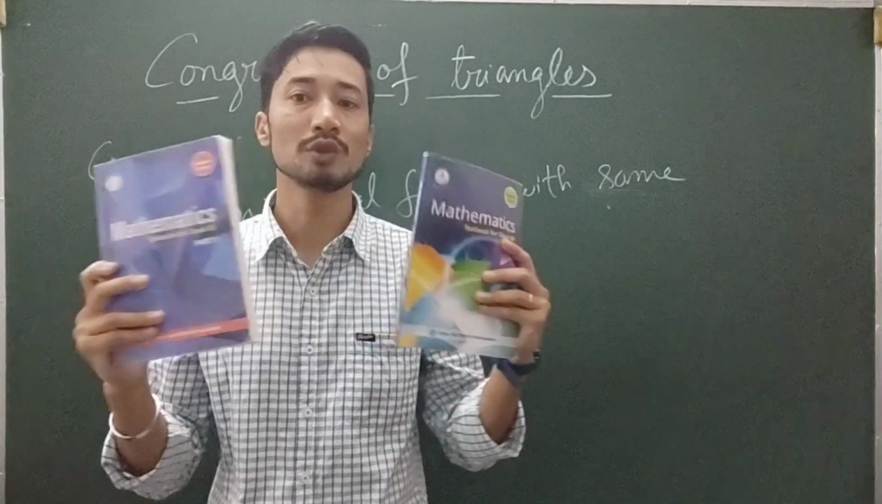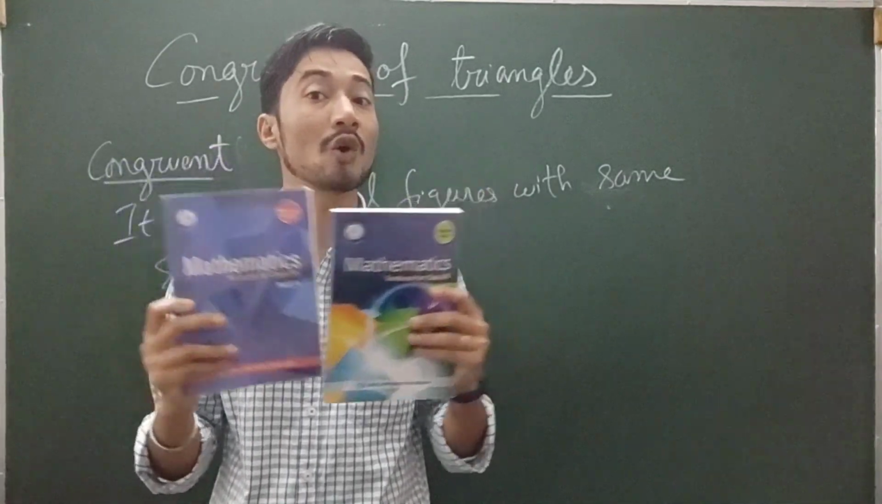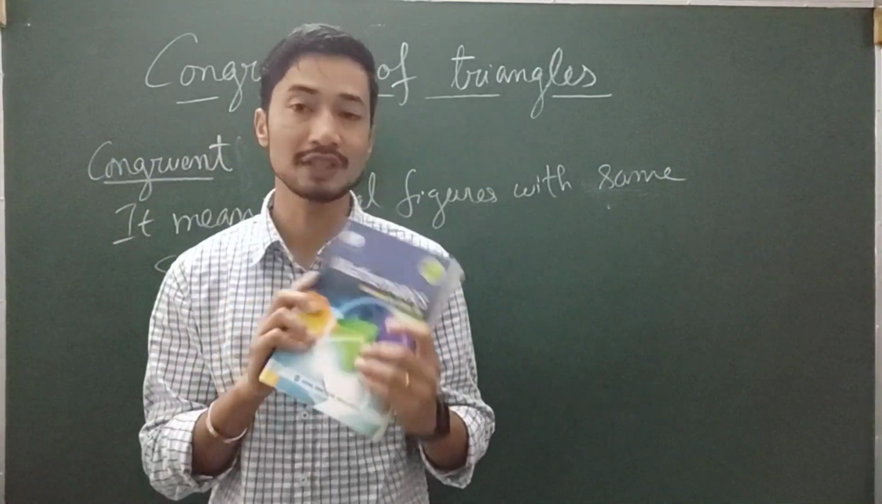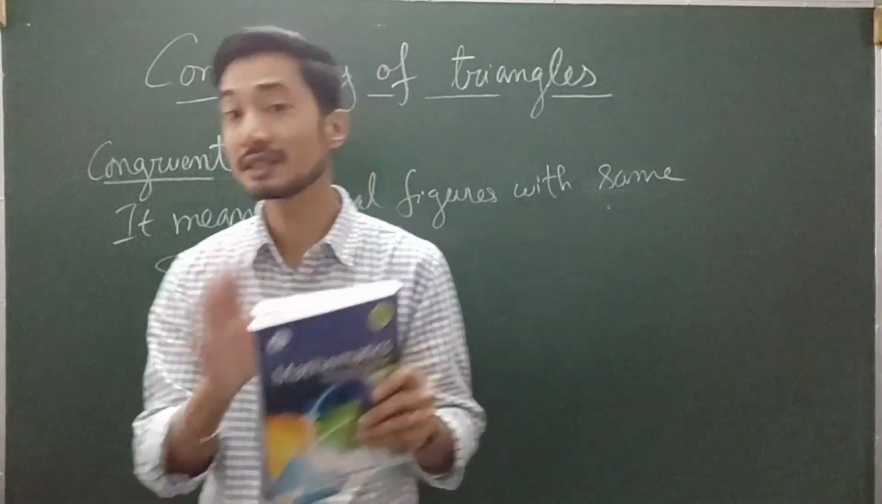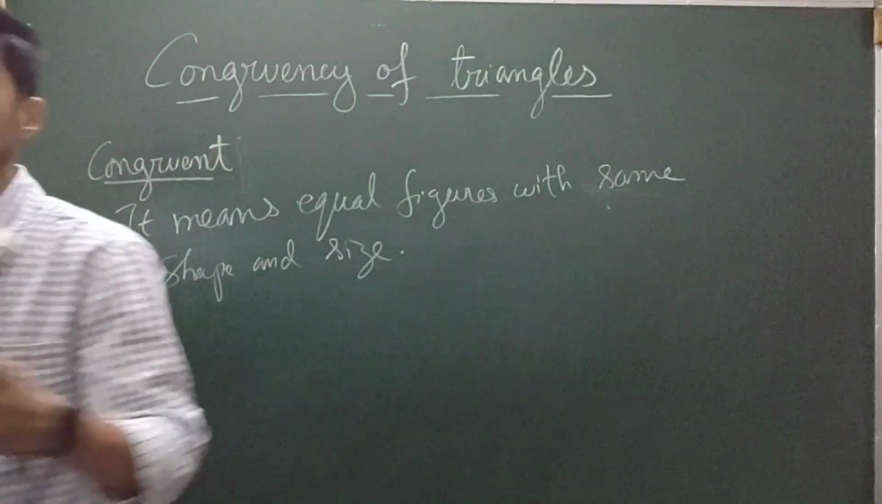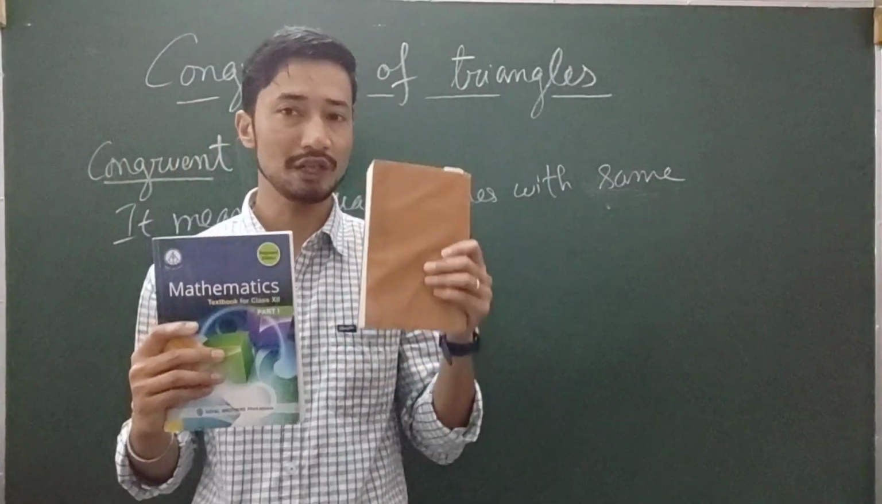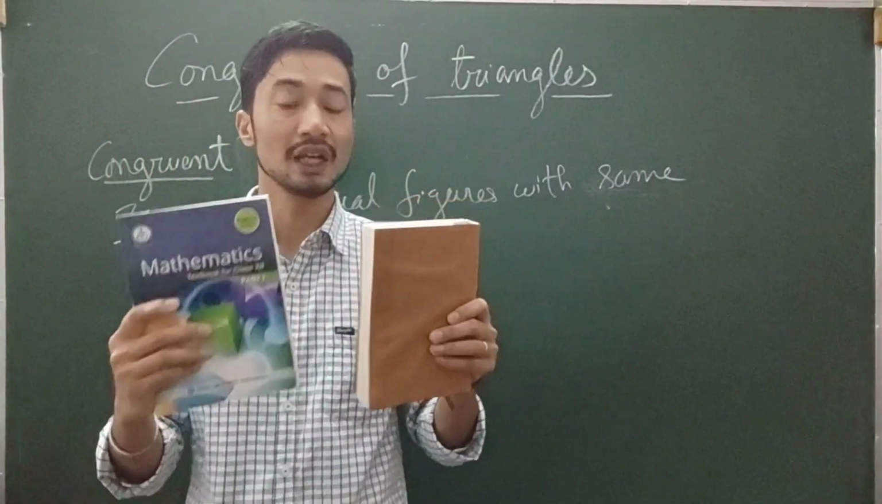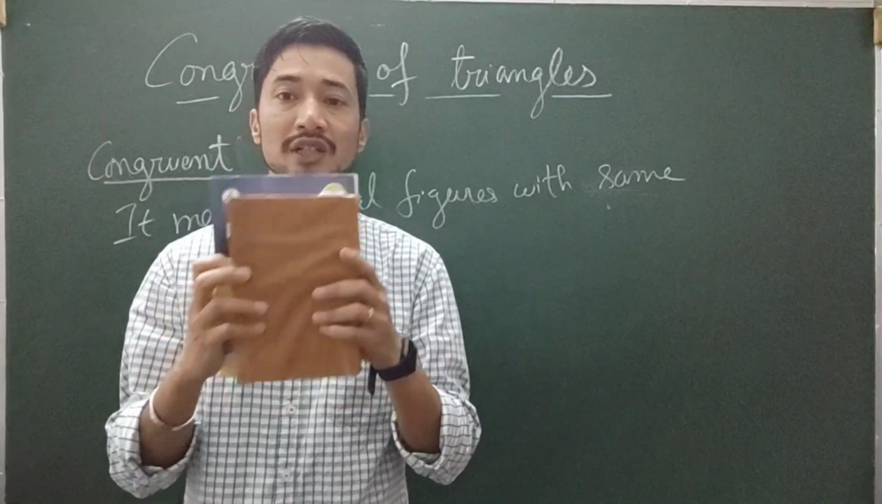That means these two books are congruent. Same shape, same size. Got it? Congruency means that one only. But on the other hand, if you take this, then you can see shape and size also very much different. And if you overlap, see, extra left.